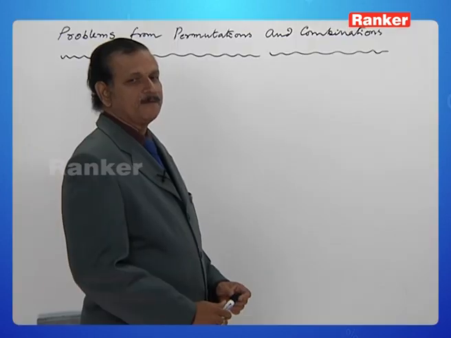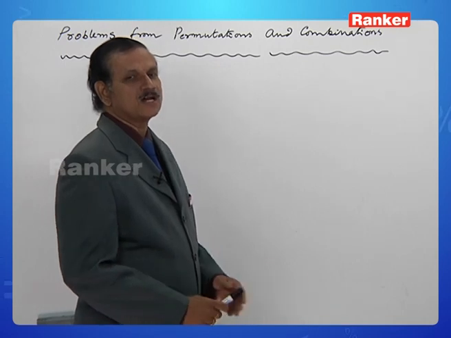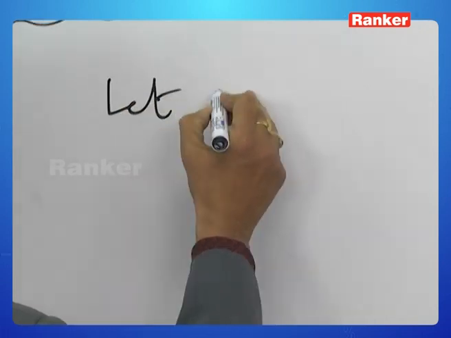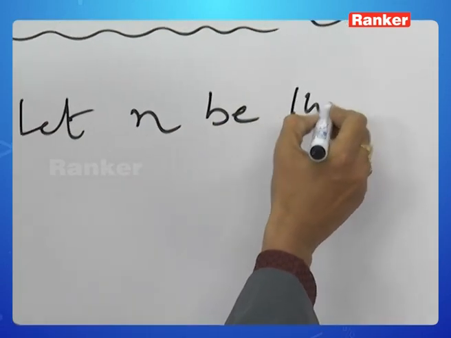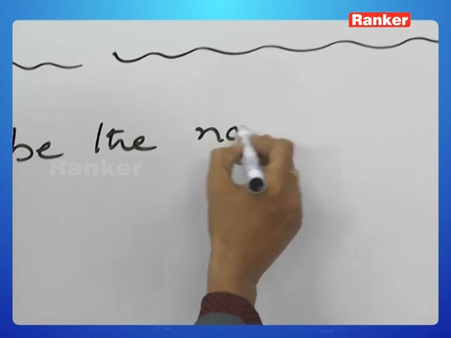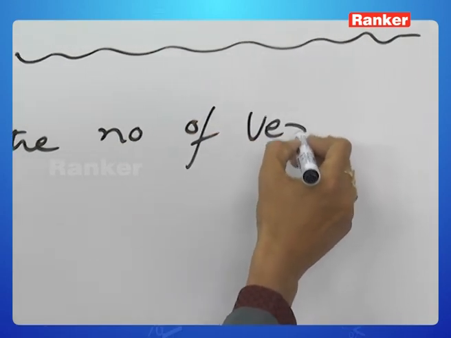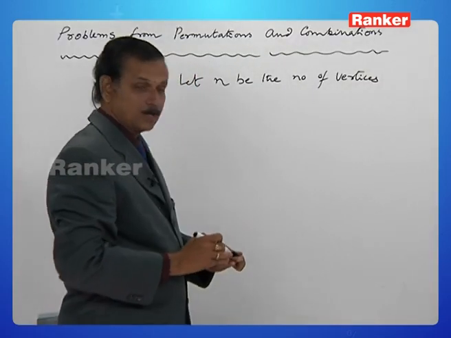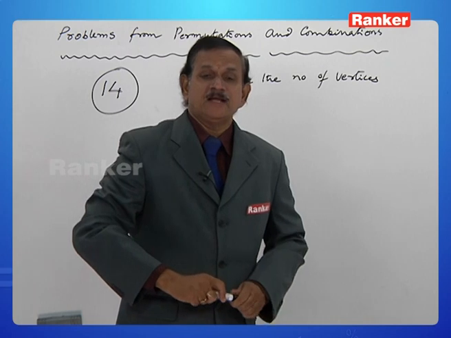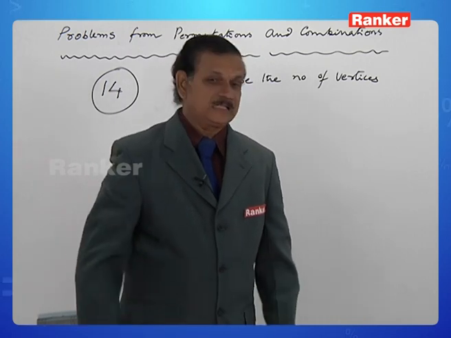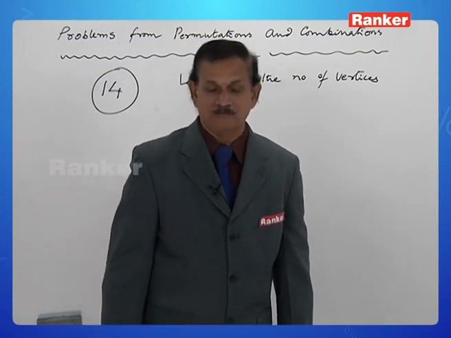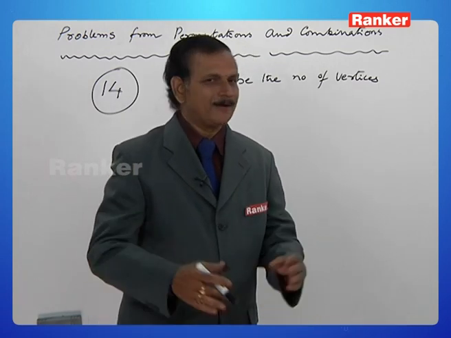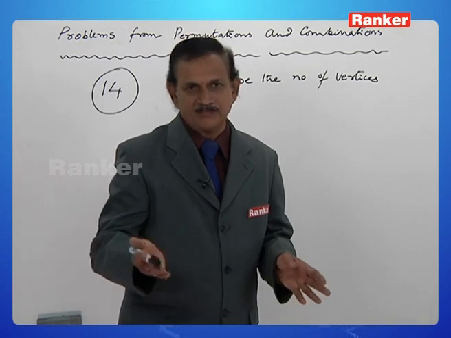Let us see. In a polygon, no 3 diagonals are concurrent. Let n be the number of vertices. The total number of points of intersection of the diagonals interior to the polygon is to be 70. What is that 70? With what quantity we are supposed to equate that 70?